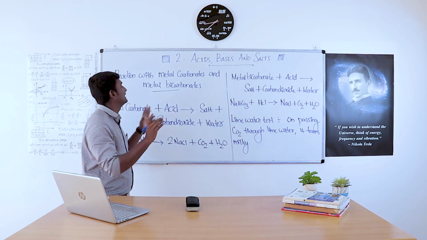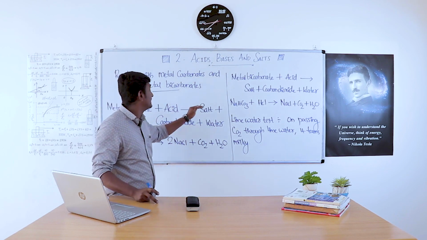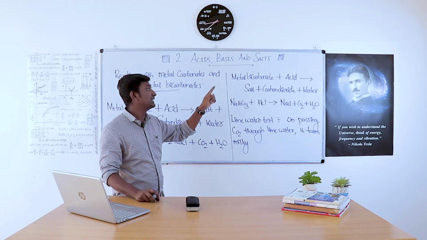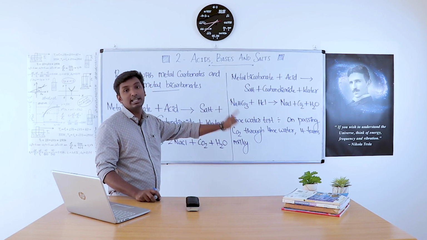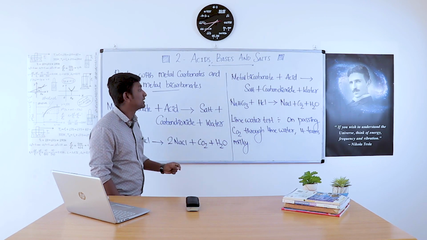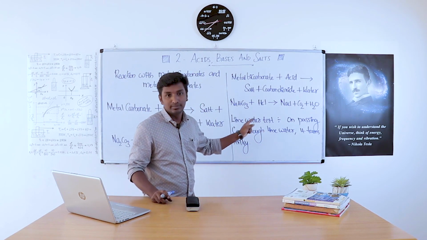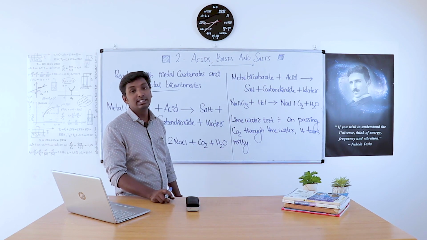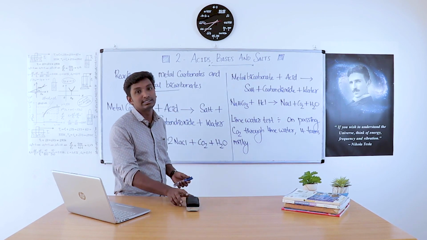So in general, when a metal carbonate reacts with an acid, it gives salt, carbon dioxide and water. When a metal bicarbonate reacts with an acid, it gives the same results: salt, carbon dioxide and water. How can we check whether carbon dioxide is formed? The test is the lime water test. When the gas formed is passed through lime water, if it turns milky, it shows the presence of carbon dioxide. Okay.